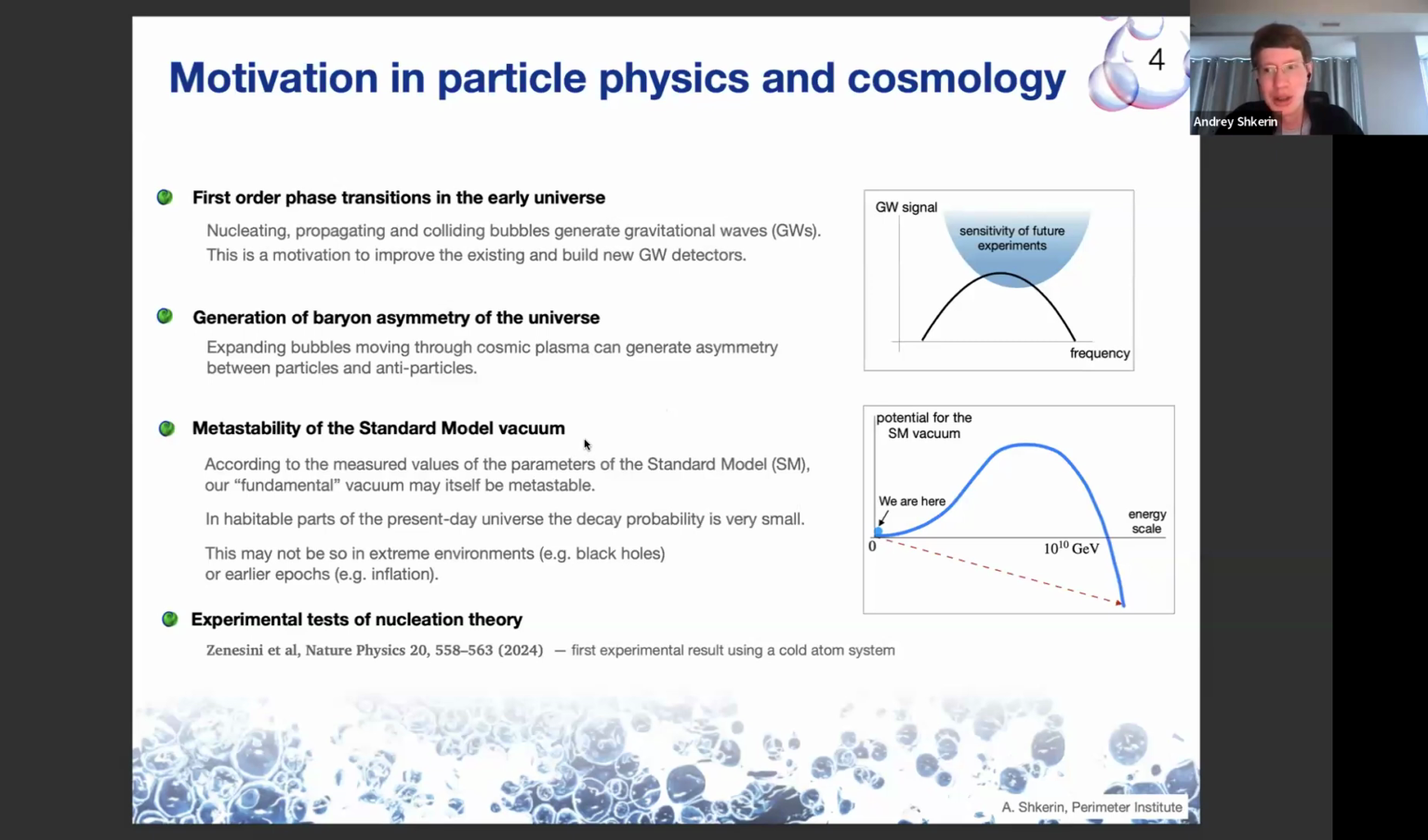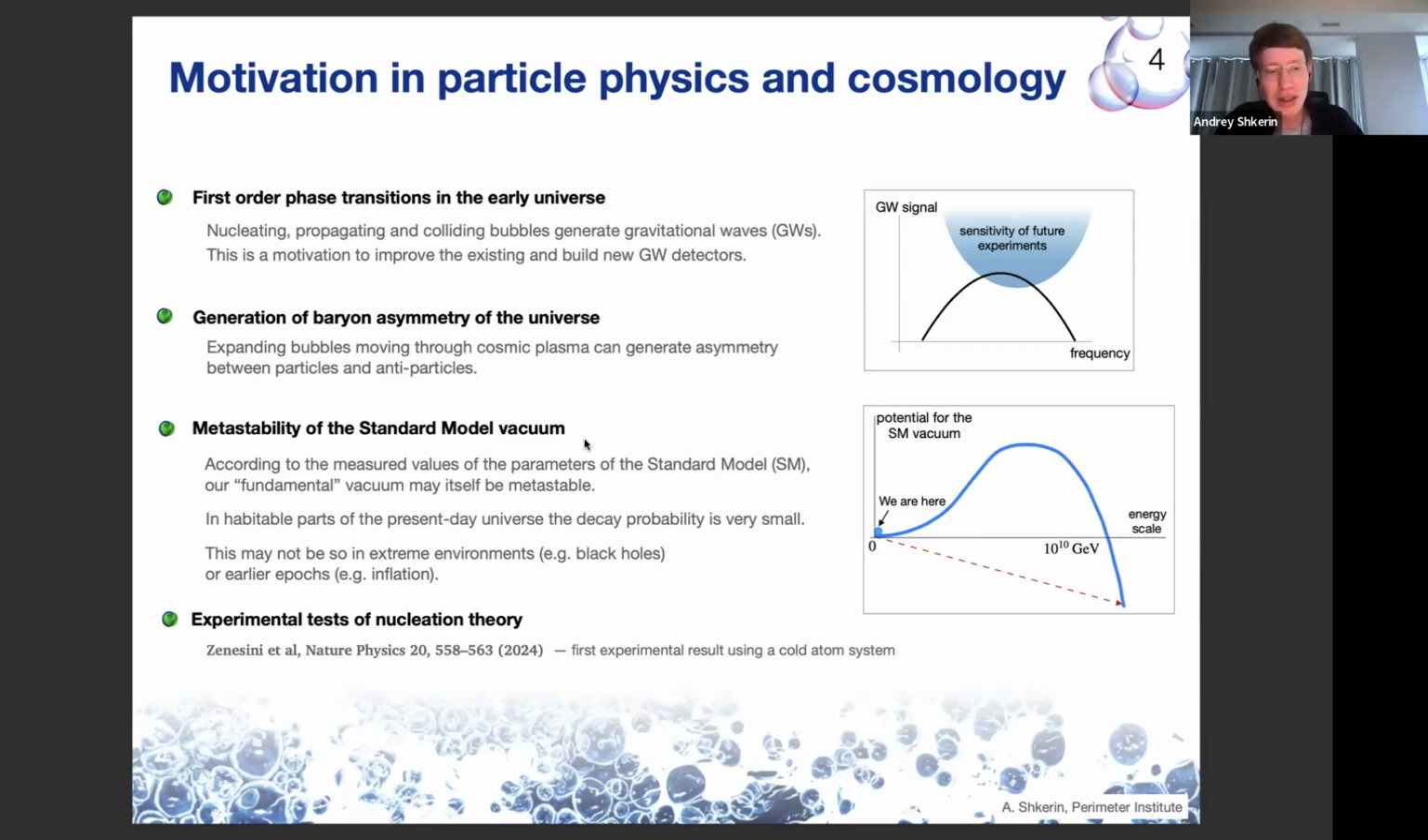One can also mention metastability of the standard model vacuum, because according to the measured values of the parameters of the standard model, our fundamental vacuum, the Higgs vacuum, may itself be metastable. And while it is true that in the present day universe, low density, low temperature, the decay probability is very small, so we are safe, however, this may not be so in extreme environments, such as those around black holes, or maybe in early epochs in the past, such as, for example, during inflation.